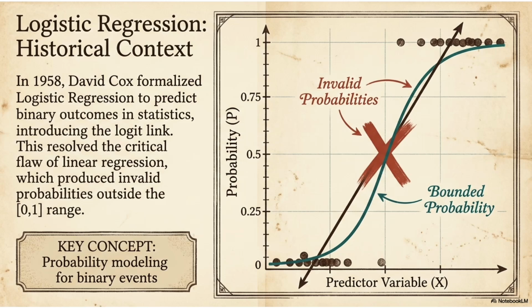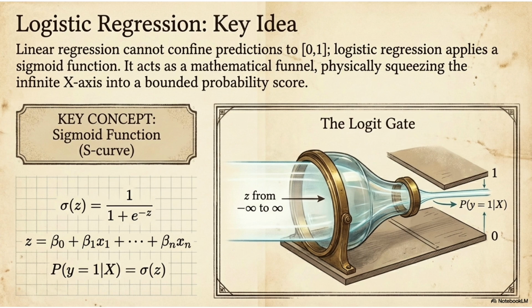Before him, linear regression tried to predict everything, but sometimes it gave impossible answers, like probabilities below 0 or above 1. Cox solved this with the logit link, keeping predictions in the real world. Think of logistic regression as a funnel. It squeezes any number through an S-shaped sigmoid curve, turning messy into a neat probability between 0 and 1.